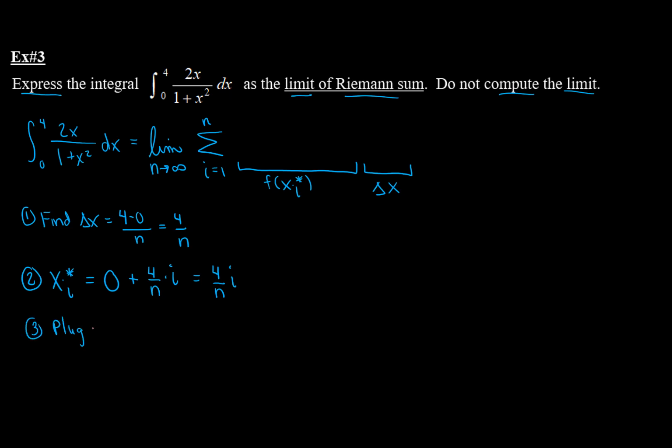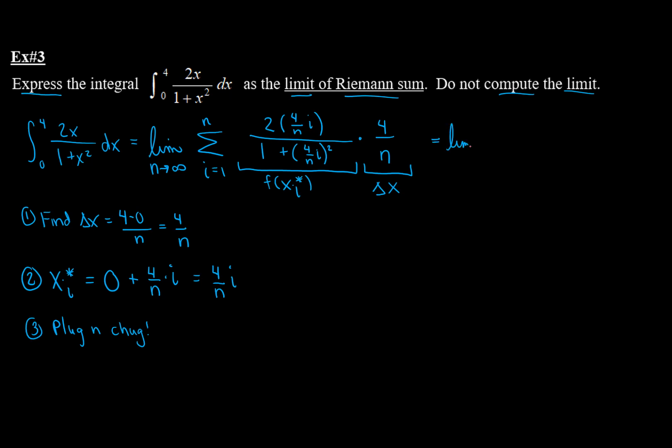Next, I'm just plugging and chugging. So over here, I'm going to plug in 2 times my x sub i. So 2 times my x sub i is going to be 2 times 4 over n i. And then down at the bottom, I have 1 plus x squared. That's going to be 1 plus x sub i squared, and then times delta x. And then that's it. I might want to simplify a little bit, but really that's it.